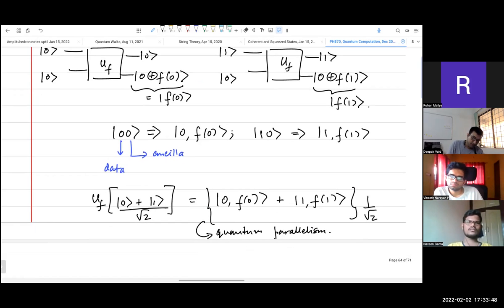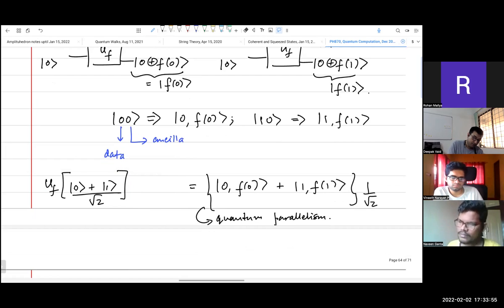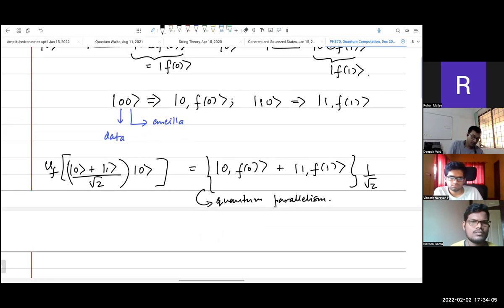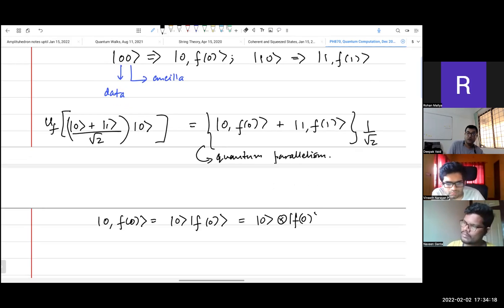And let me just be a little bit more careful in writing this. The unitary acts on, this is the input to the unitary. And when I write something like 0, f of 0, I hope you understand what it means. Okay.